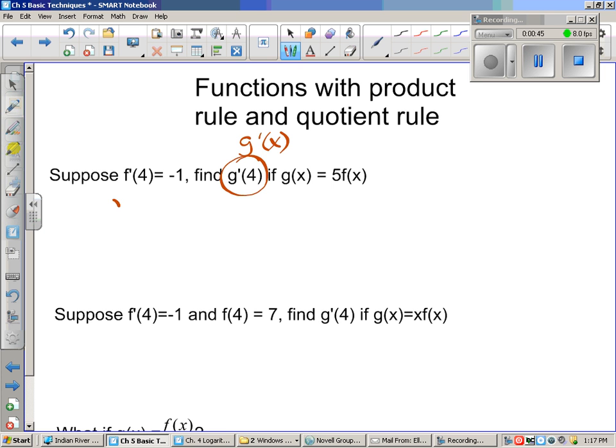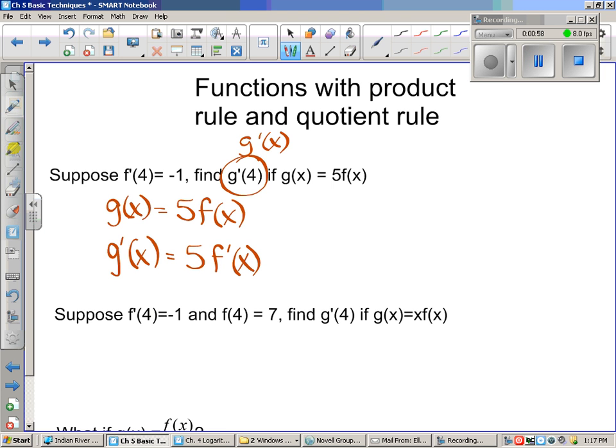So I'm going to take g of x, and I'm going to find its derivative. Just generally speaking, the derivative of this would be 5 times f prime of x. If you wanted to do the product rule, remember what that would look like. It would be the first, which would be 5, times the derivative of the second, which is f prime of x, plus the second, f of x, times the derivative of the first, which would be 0. And so that second piece would be 0 anyway.